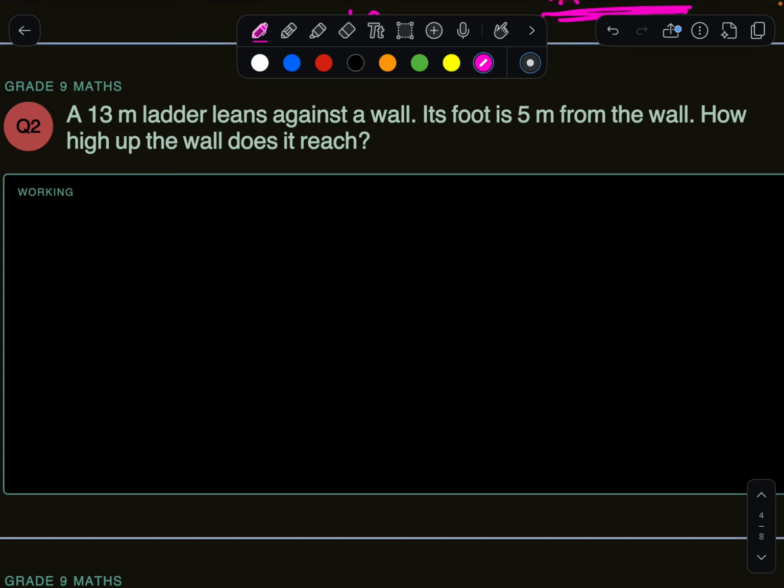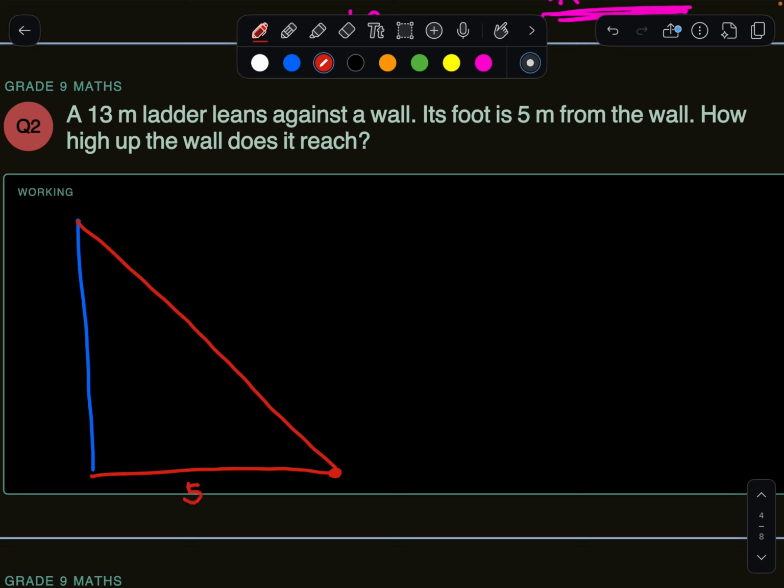Okay, so let's draw our wall here. This is our wall, and then we've got our ladder leaning against the wall. They say its foot is 5 meters from the wall, so that means this bottom one is 5 meters. The ladder itself is 13 meters long, and the wall makes a right angle with the ground. So we want to find this side A in this case. They were testing a little bit of your figuring out skills.